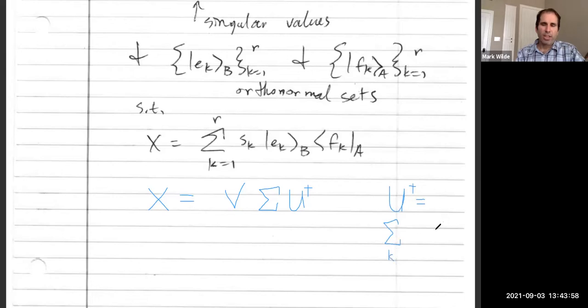It'll take this orthonormal basis to the standard basis. Okay. And then this sigma matrix is diagonal in the standard basis. And then V will be a unitary matrix that takes the standard basis to this EK basis. Okay.